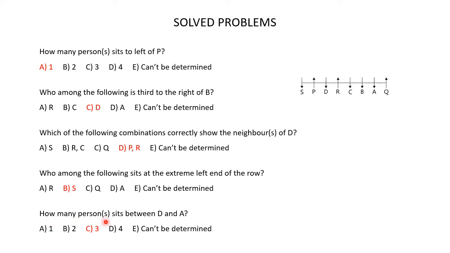How many persons sit between D and A? You are given 5 options and you have to find out which of these options is the correct one. So you have to find out how many persons sit between D and A. D and A. There are 1, 2, 3. 3 persons sitting between D and A. The correct answer is option C, 3.